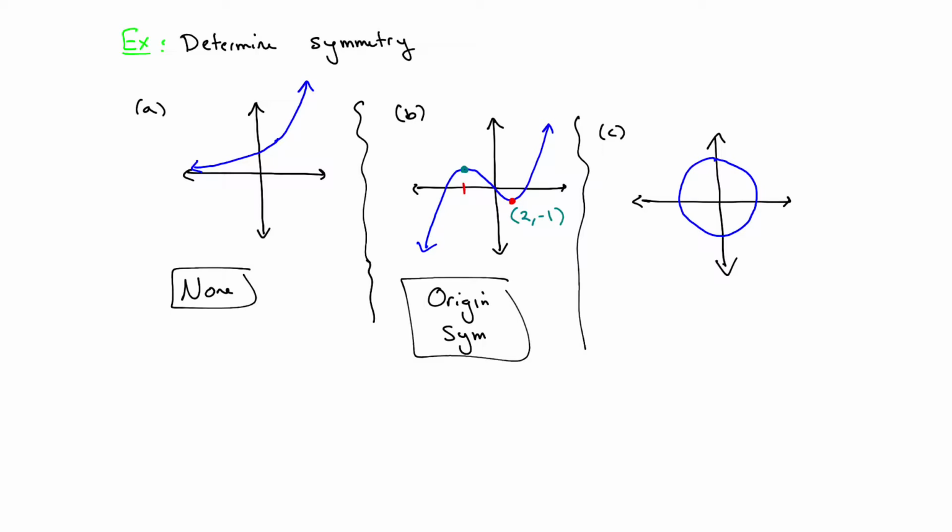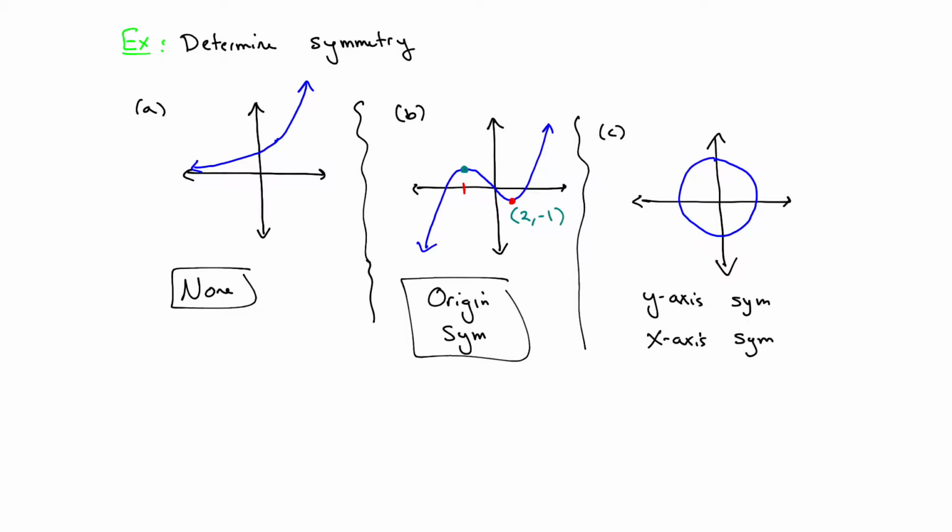And this last one, well, this point and this point are both on the graph. And again, that works the whole way around. So this definitely has y-axis symmetry. But it also has x-axis symmetry, because if you take this point, the opposite counterpart across the x-axis is also there. So it also has x-axis symmetry.